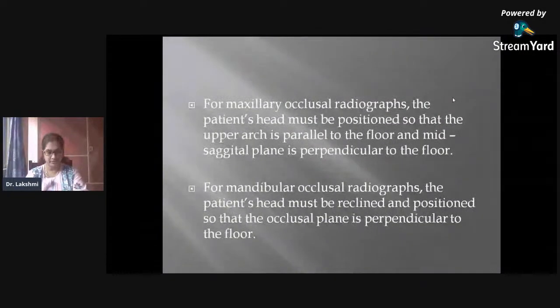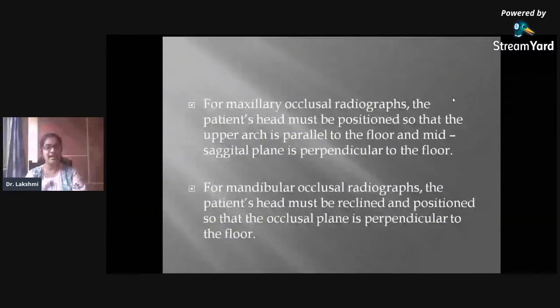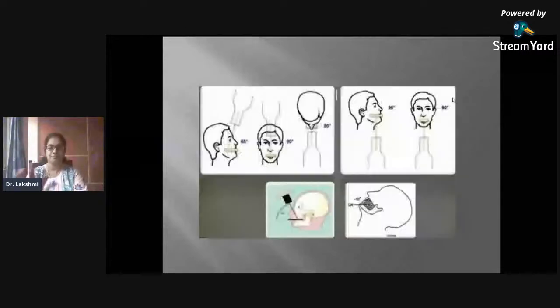For maxillary occlusal radiographs, the patient's head must be positioned so that the upper arch is parallel to the floor. For mandibular occlusal radiographs, the patient's head must be reclined and positioned so that the occlusal plane is perpendicular to the floor. So see the diagram on the left here. This is showing the 60, 90 and the other diagrams, the different views. Come to the one on the left. This is a maxillary projection. Why? Because the occlusal plane is parallel to the floor.